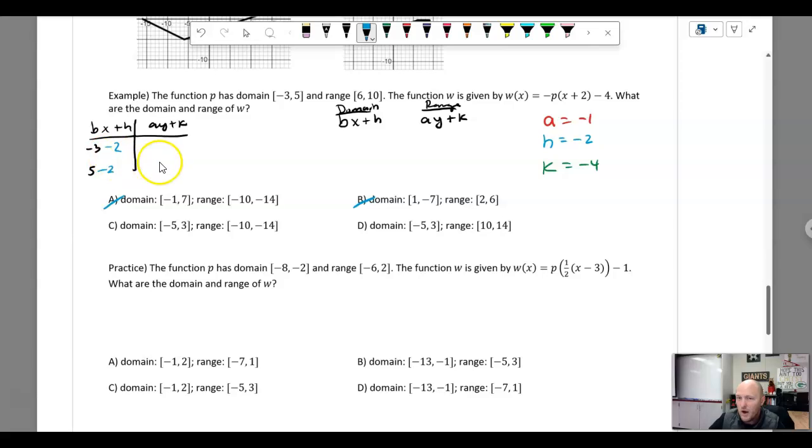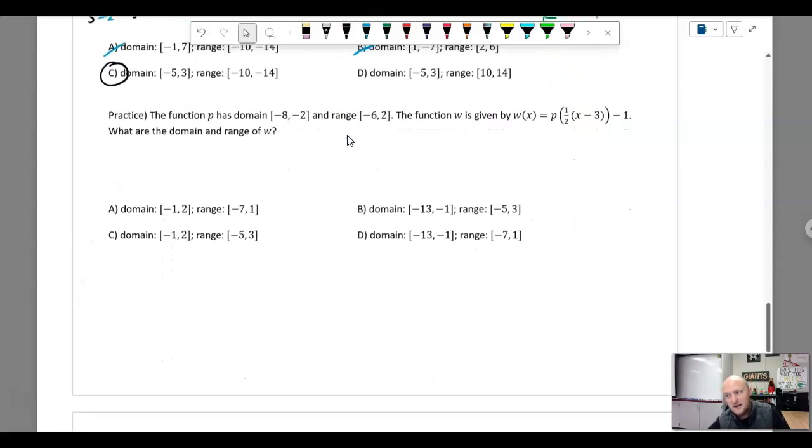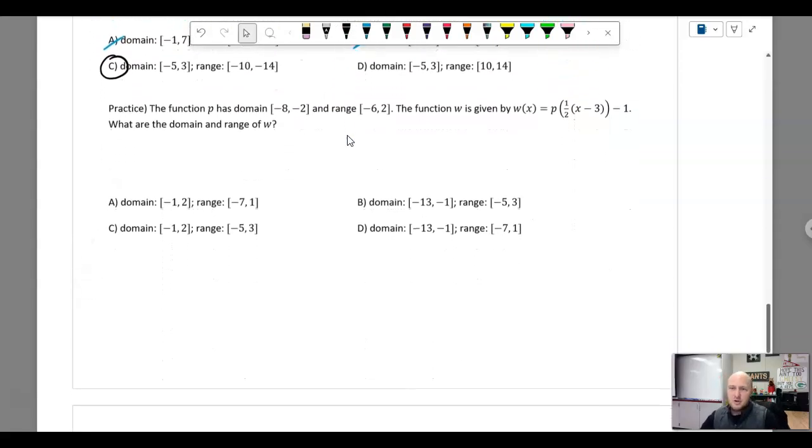And then my Y values are going to be ay plus k. So 6 to 10 is the range, so we'll multiply by a negative. And then I'm subtracting 4, which is my k value. So -6 take away 10 is going to be -10 to -14. Answer is C. There you go. Pretty straightforward, right? bx plus h, ay plus k. All right, go ahead, pause me, try this practice problem here.